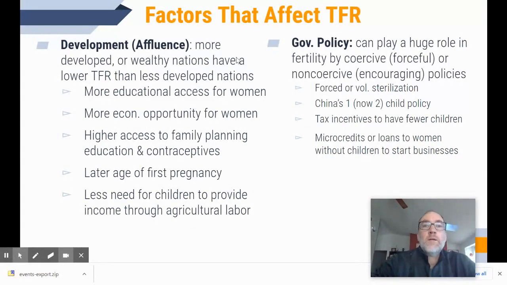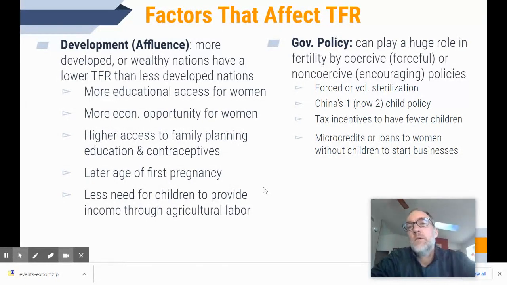So factors that influence TFR, one of the biggest is development. So as countries become more affluent, they tend to have less children. This usually has to do with women having access to educational opportunities, economic opportunities, higher access to family planning. Women often delay their first pregnancy. And also as countries develop, we're going to be learning, they tend to be less of an agricultural based economy, and there's less of incentive to have those children working in the fields. So urbanization is a big part of this development.